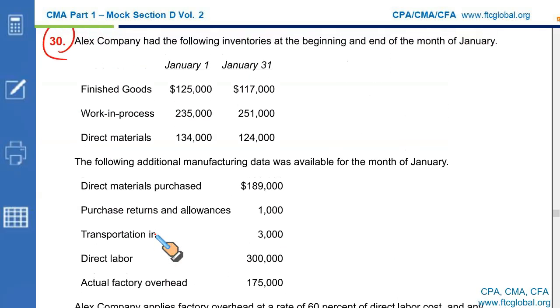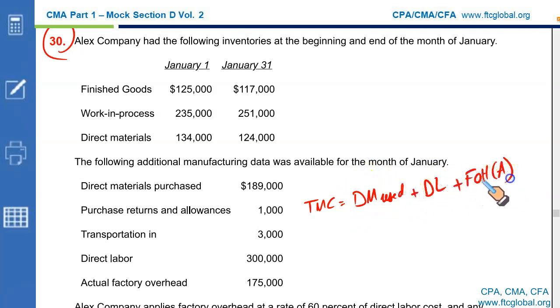Total manufacturing cost is equal to the direct material used in production. To that you add direct labor cost plus the factory overhead applied or actual as the case may be. In this question we are using the application, so we will use the FOH applied. We have the direct labor given straight away, $300,000. FOH applied is 60% of your direct labor cost, that is 180. This is already given. What you need is direct material used. How do we calculate direct material used?